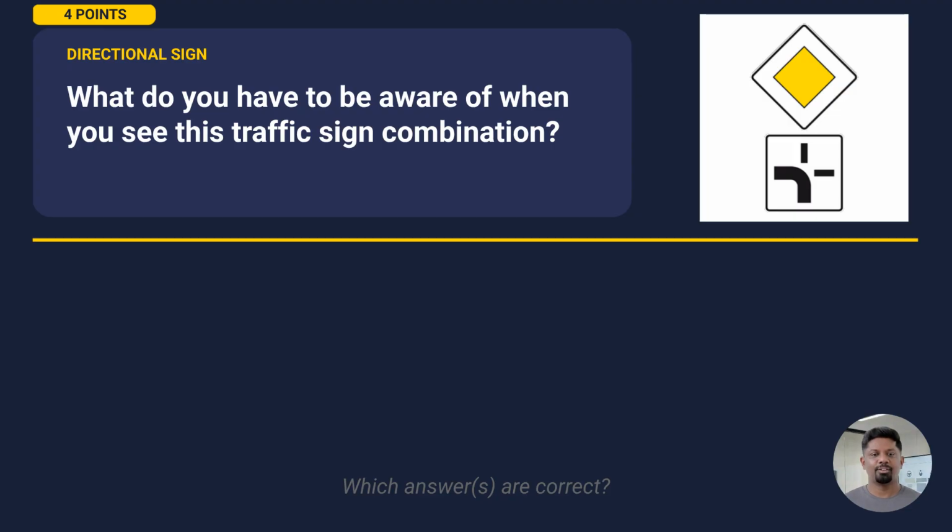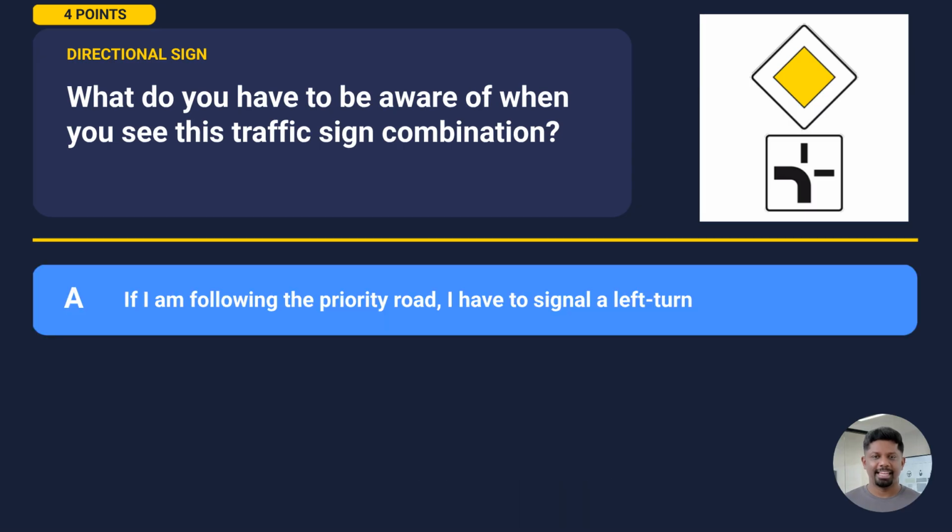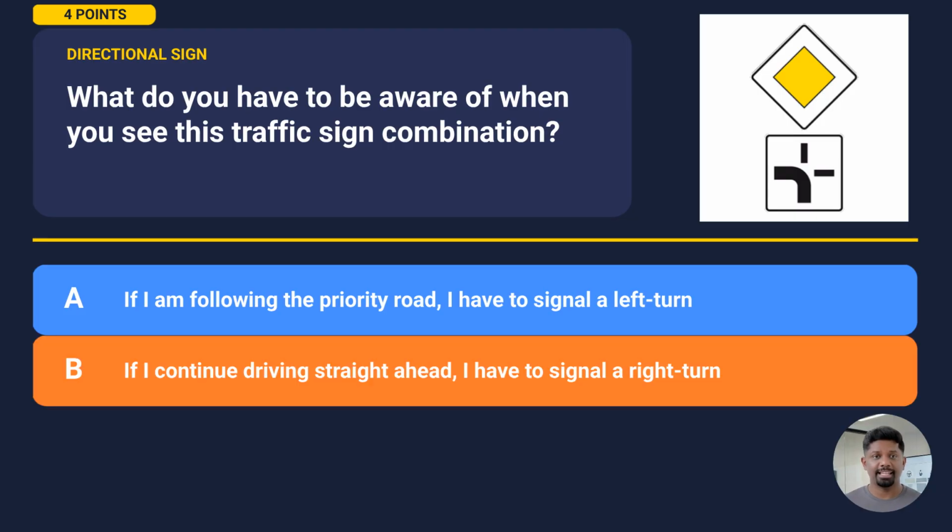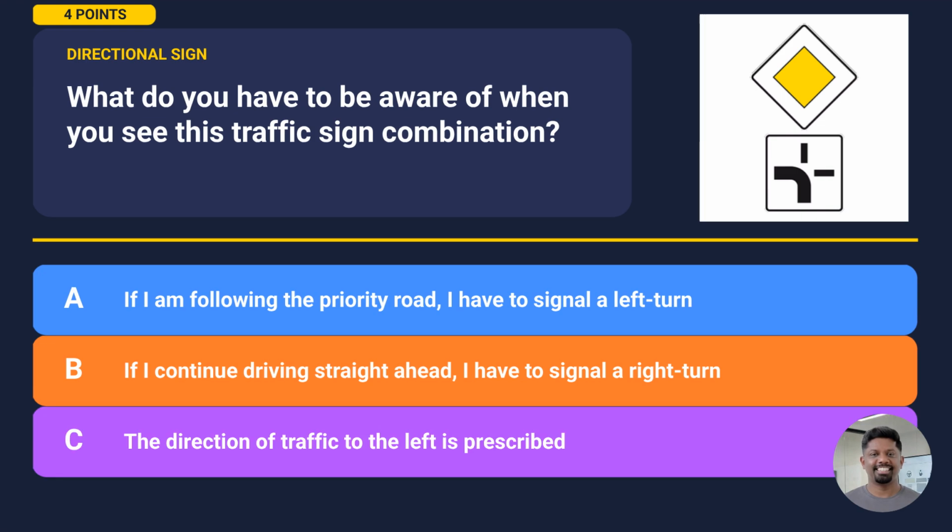Here's the next one for you. What do you have to be aware of when you see this traffic sign combination? Take a moment to look at the options. Option A. If I am following the priority road, I have to signal a left turn. Option B. If I continue driving straight ahead, I have to signal a right turn. Option C. The direction of traffic to the left is prescribed.